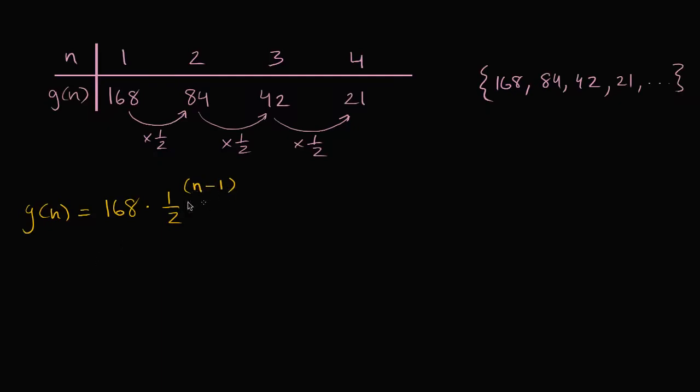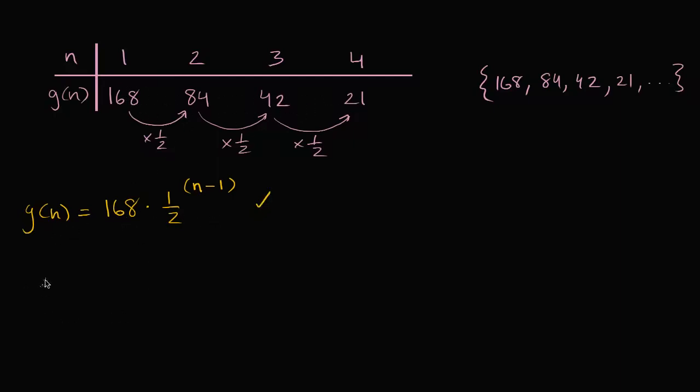And you can see that this works. If n is equal to 1, you're going to have 1 minus 1. That's just going to be 0. 1/2 to the 0 is just 1. So you're just going to get 168. If n is 2, well, 2 minus 1, you're going to multiply by 1/2 1 time, which you see right over here. If n is 3, you're going to multiply by 1/2 twice, since 3 minus 1 is 2, and you see that right over there. So this feels like a really nice explicit definition for this geometric series.